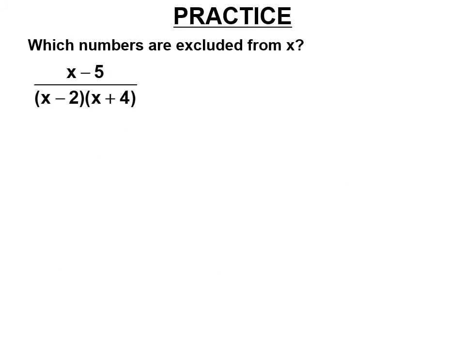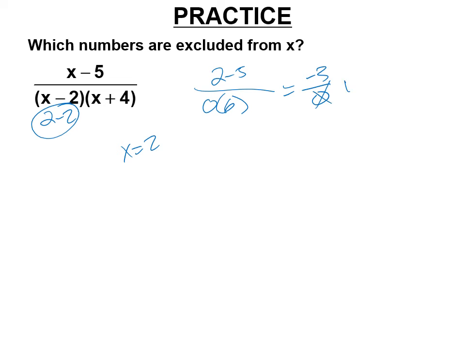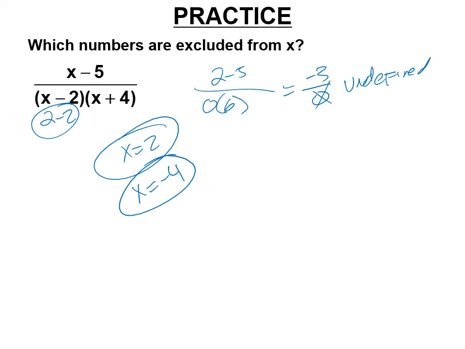Okay, so what numbers will make that denominator equal to 0? If x is 2, we'll get 0 on the denominator, right? Because it'll be 2 minus 5 over 0 times 6, which is negative 3 over 0, which is undefined. You don't have to write all that out. Anything that will make the denominator equal to 0 is excluded. What else is excluded? x equals negative 4 is excluded because negative 4 plus 4 is 0, and 0 times anything is 0.